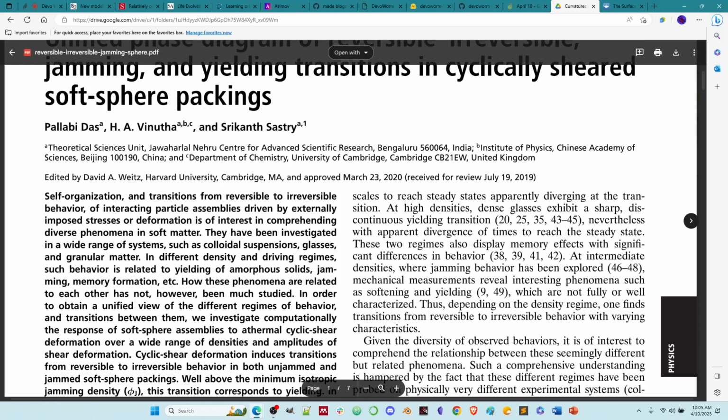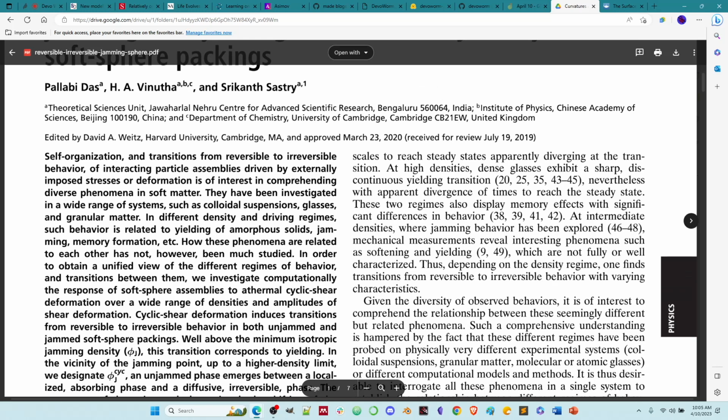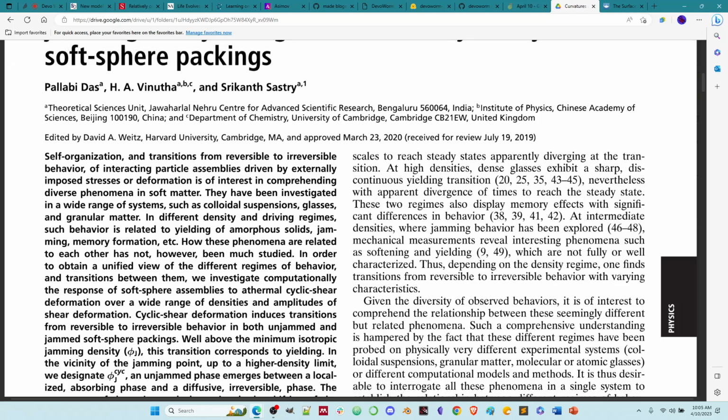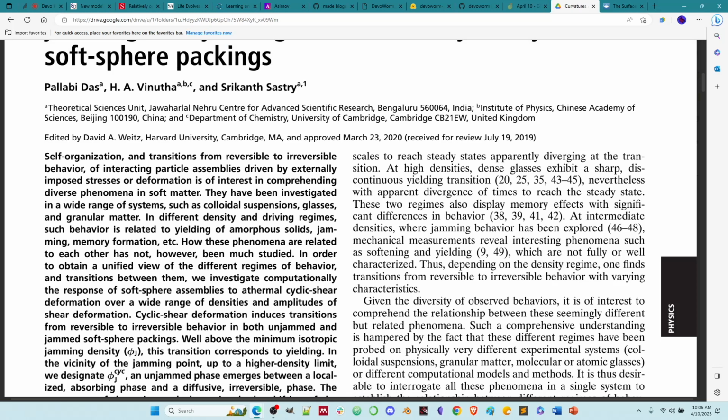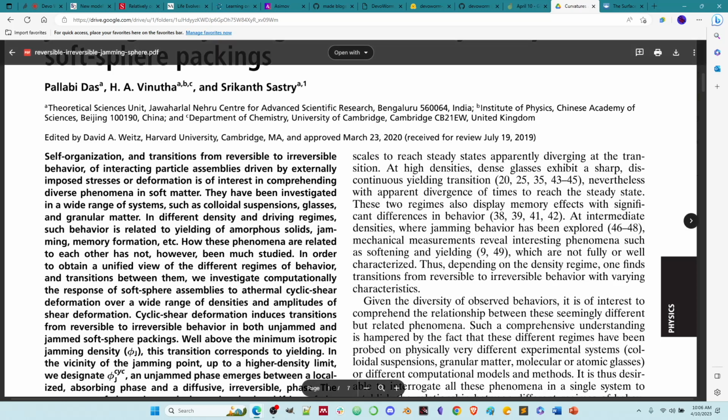So the abstract here is: self-organization and transitions from reversible to irreversible behavior of interacting particle assemblies driven by externally imposed stresses or deformation is of interest in comprehending diverse phenomena in soft matter and in embryos, but we'll just say soft matter for now. They have been investigated in a wide range of systems, such as colloidal suspensions, which is like mud or some other type of liquid with solids in it, glasses and granular matter. The behavior of glasses is well known, so that's another model system.